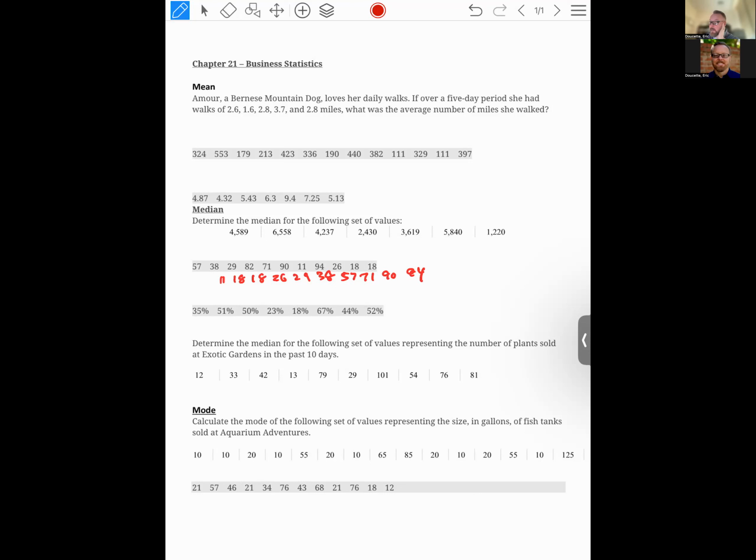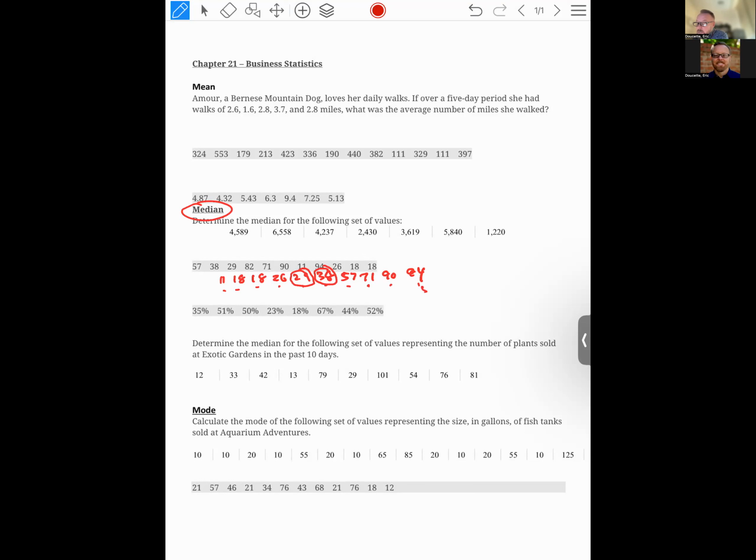I went ahead and filled in all the numbers. So again, we're trying to find the median. So we're trying to find the middle number. So we figured there's 10 numbers. That means number 5 is going to be in the middle, but now we have 6 left. So actually these two numbers are in the middle.